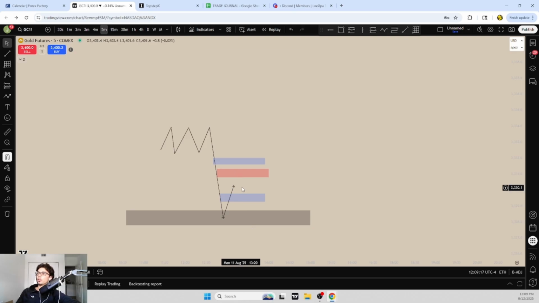So if there's multiple fair value gaps in the leg, or let's say there's 2 on the 1 minute and 1 on the 3 minute, I want to see this 3 minute get ran through. Now, if it gets ran through, boom, we can enter, especially if it's good RR.